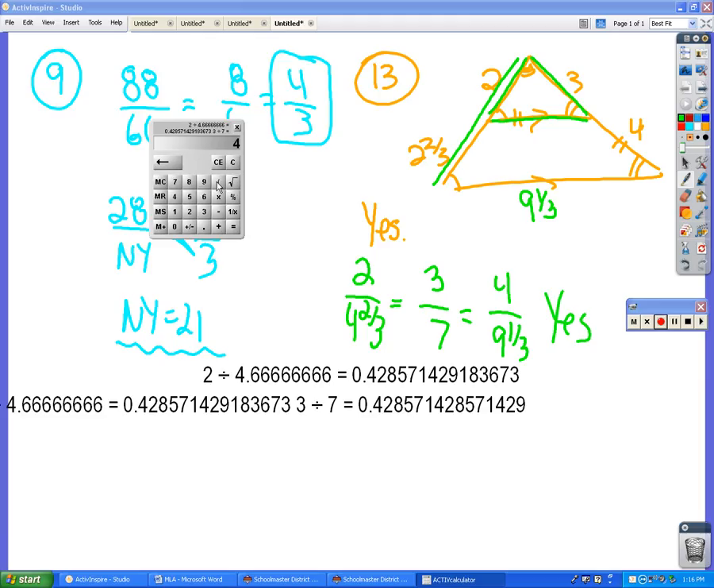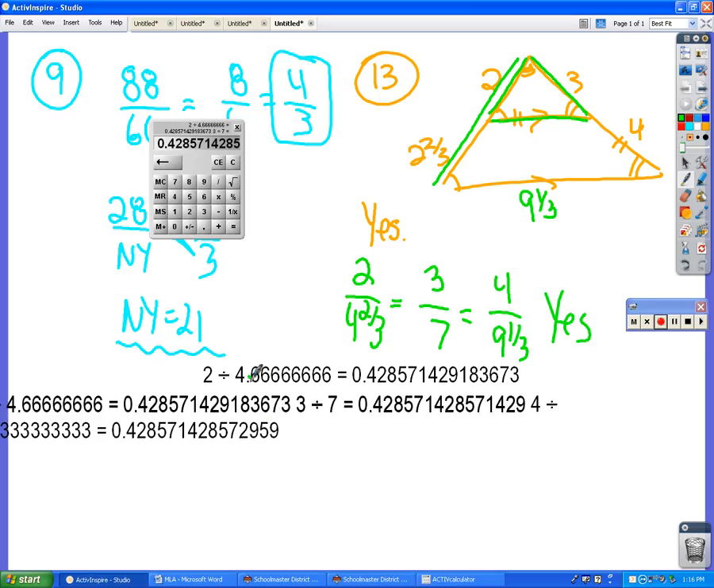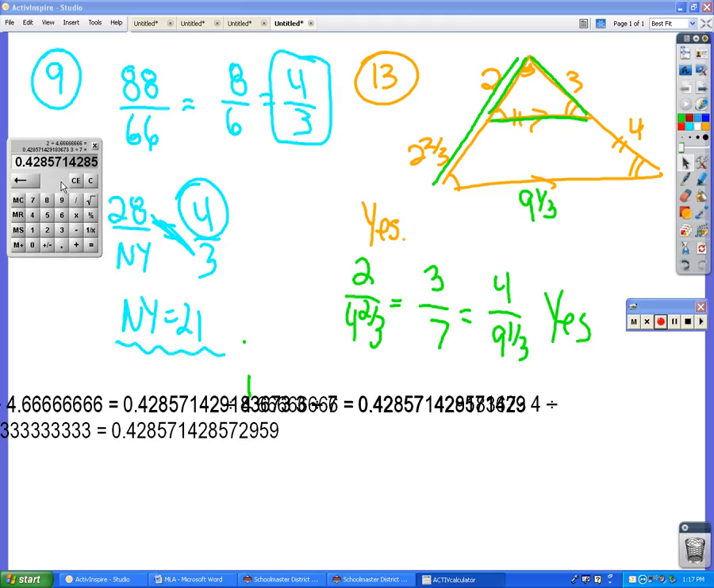And then 4 divided by 9 1/3 is 9.3333333. You get to have all those 3's in there, and that comes out to be the same also. Okay, so since those all come out to be pretty much the same, that means that yeah, you can see they're all the same. So that means that they are proportional.